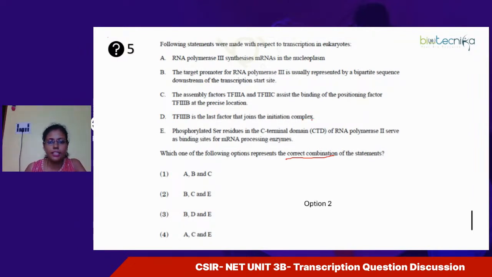So let's see, the correct option is option 2. Very good. Anchal, Suresh, Shojanyo, Tulsi, very, very good. Option 2 is the correct answer.